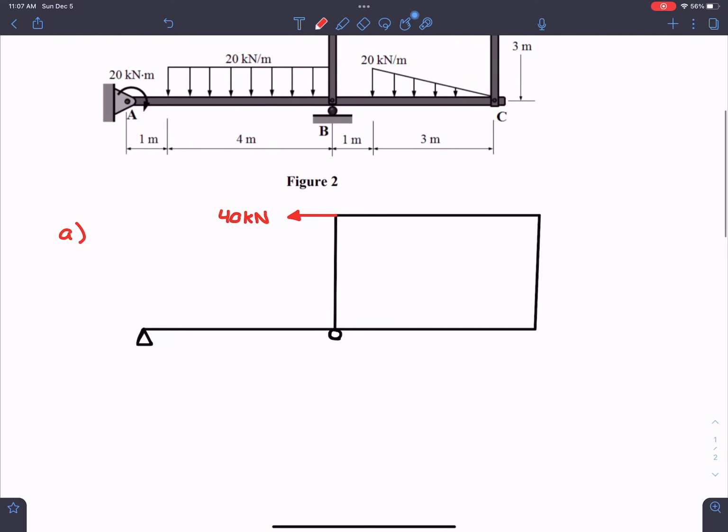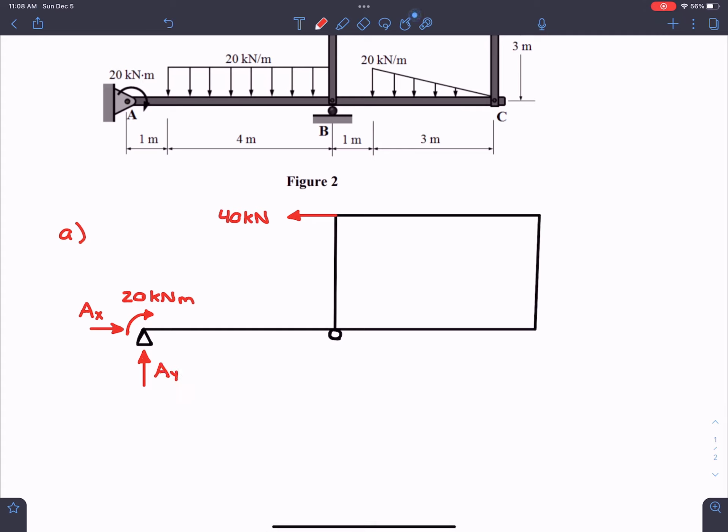Kind of at A here, we have a concentrated moment. So I'm just going to put this here, and we know it's 20 kilonewton meters. And then of course we have support reactions. So A is a pin, meaning that we're going to have two support reactions, one vertical and one horizontal. Again, we are just going to assume directions. So I'm going to leave it as follows for now, and you can label them whatever you want. I personally just go AX as well as AY.